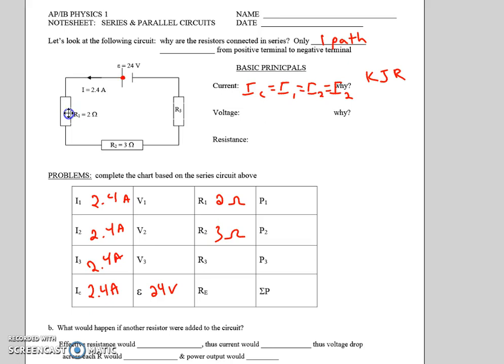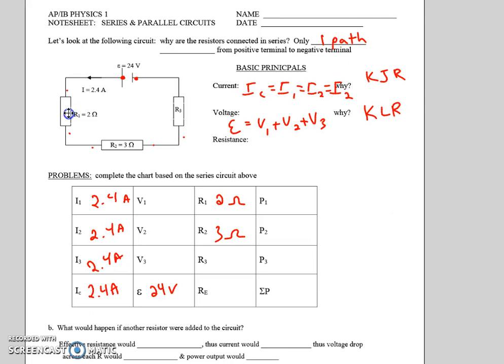How many loops do we have in a series circuit? There's just one loop. So the loop rule tells us that the EMF that's set up has got to equal the drops across each one. So we can call that V1 plus V2 plus V3. And why? That's Kirchhoff's loop rule.